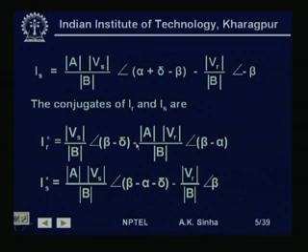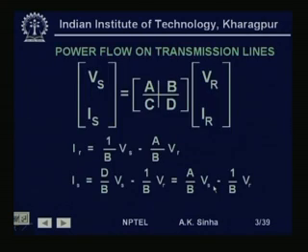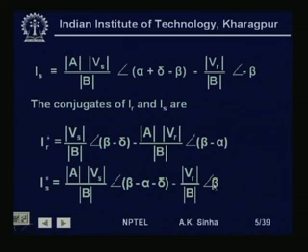Similarly, this other term is minus A Vr by B, and the angle, instead of alpha minus beta as we had for IR conjugate, becomes beta minus alpha. Similarly, we find the conjugate for the sending end current Is. This is equal to A Vs by B with an angle beta minus alpha minus delta. Again, we take the negative of the angle that we had for Is, minus Vr by B with an angle beta, because earlier we had an angle of minus beta. Therefore, Is conjugate is given by this relationship: A Vs by B angle beta minus alpha minus delta, minus magnitude of Vr by magnitude of B angle beta.